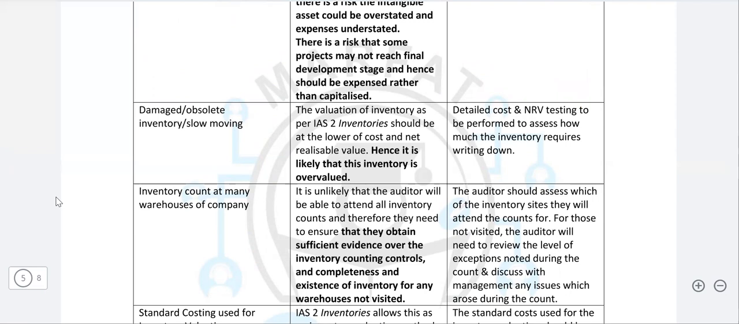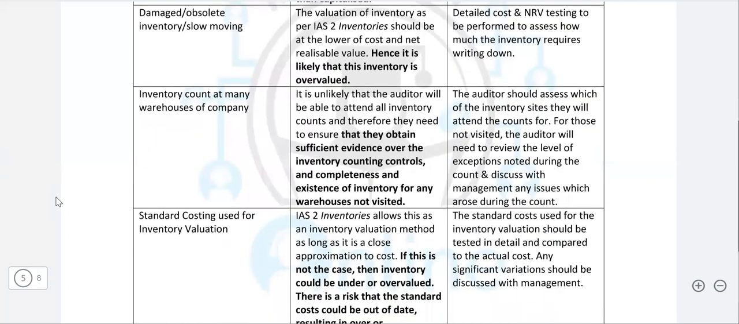Okay, then we have the damaged and obsolete inventory, or the slow moving inventory. Again, when you're having a slow moving inventory, it should be recorded at lower of cost or NRV, because damaged and slow moving inventory should be provided against. It should be recorded at lower of cost or NRV. If the inventory is not recorded at lower of cost or NRV, inventory may be overstated.